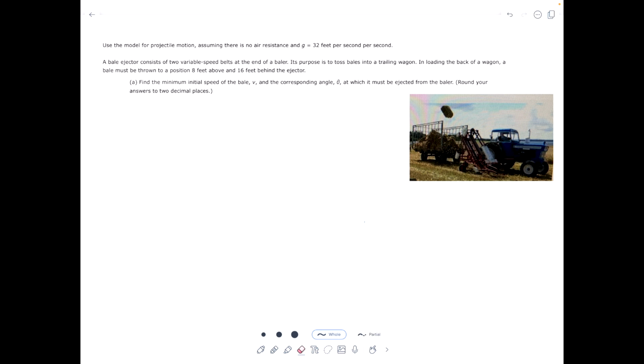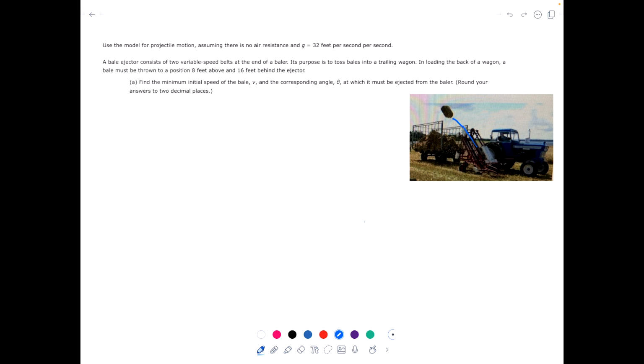So anyway, I got out a picture of an ejector. It's not to scale, but this is the idea. The bale goes from that ejector up, and then it's going to end up continuing to go down at some point, like that. Sorry, it wasn't drawn very well on the end.